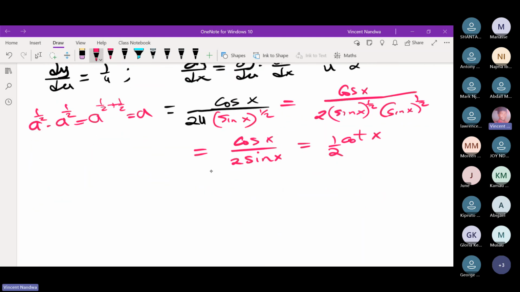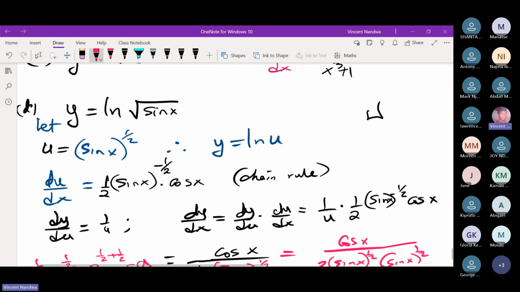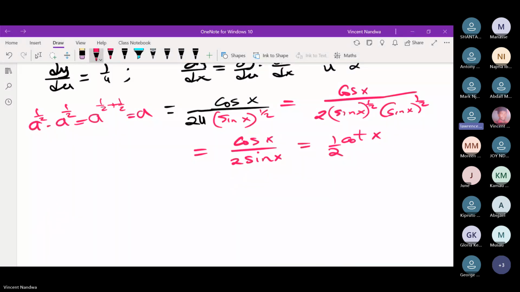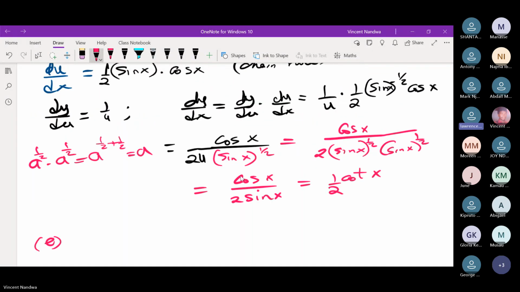Then lastly, before we make some generalization, what if you leave your answer at cos x over 2 sin x? Is there any problem? No, there's no problem, unless the question now boxes you in a corner to show that the derivative will be given by a half cot x. Then there's still no problem even if you stop here.